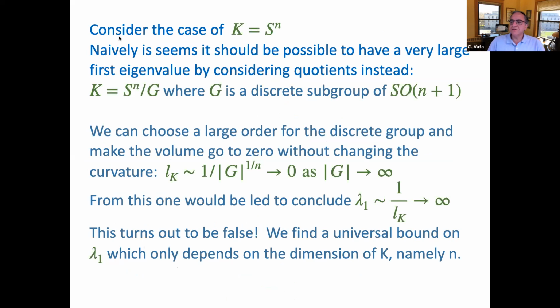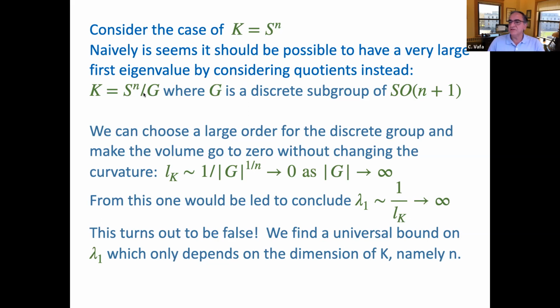So let's consider an example. Many of these examples of holography start with some sphere as the internal space, like AdS5 times S5, or AdS3 times S3, or AdS7 times S4. So it starts with a sphere. Naively, it seems it should be possible to have a very large first eigenvalue by a simple trick.